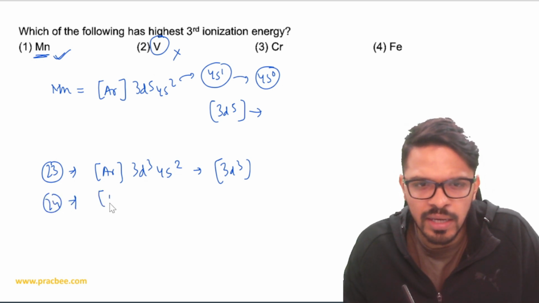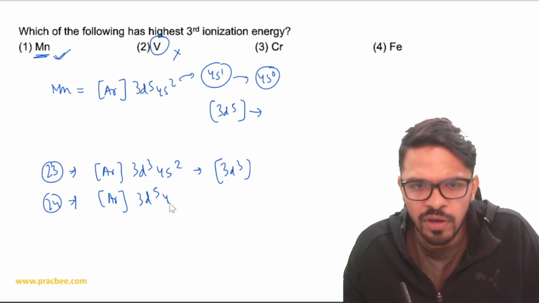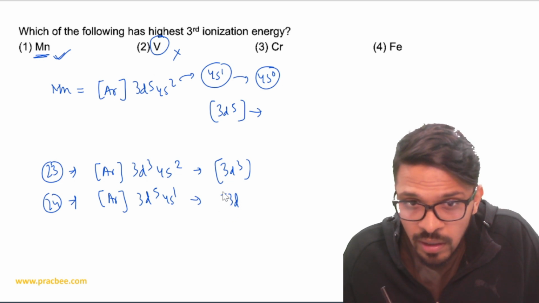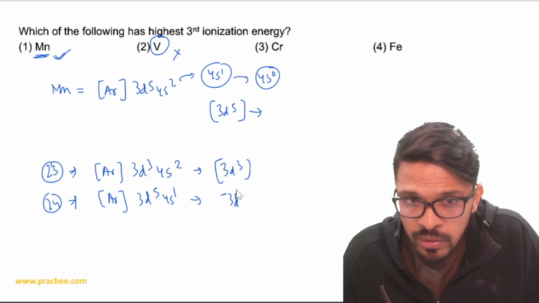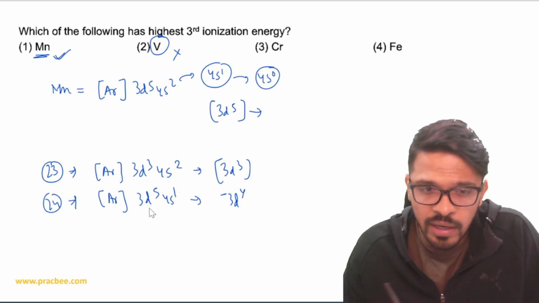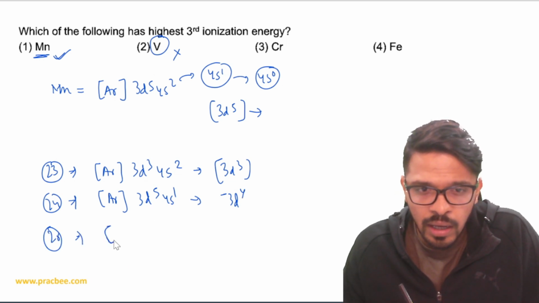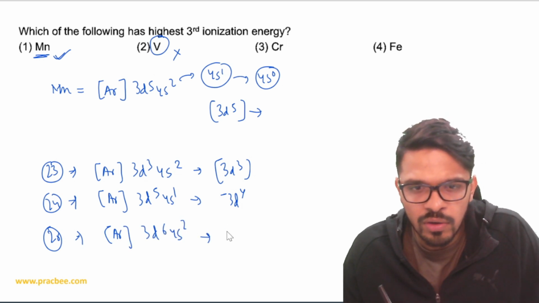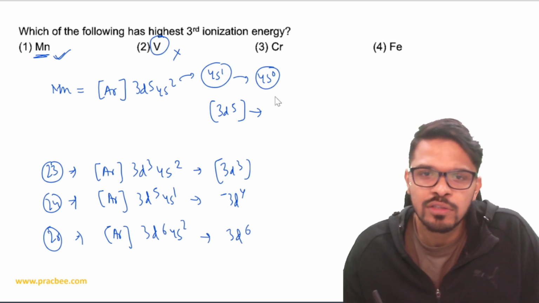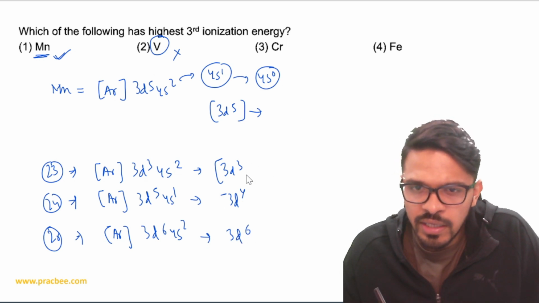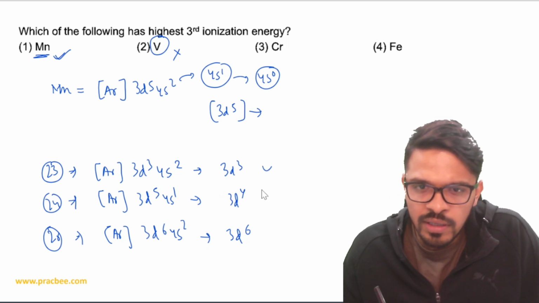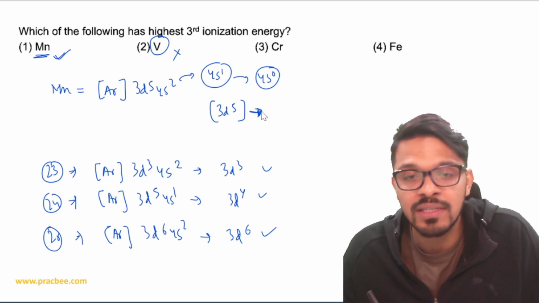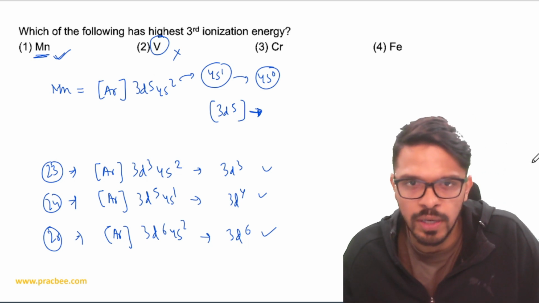24, chromium, I think again not a big ask. It would be 3d5 4s1. After removing 2 electrons, I will get 3d4, right? And iron would be argon 3d6 4s2. So after removing 2 electrons, we will get 3d6. So out of all of these options, 3d3, 3d4, 3d6 and 3d5, 3d5 is the best option. It will require the highest ionization energy. So the answer is 1.